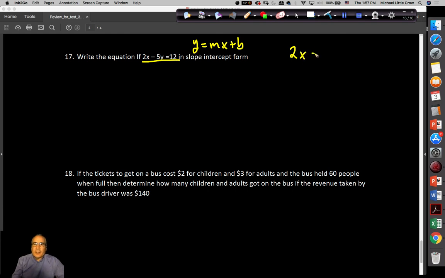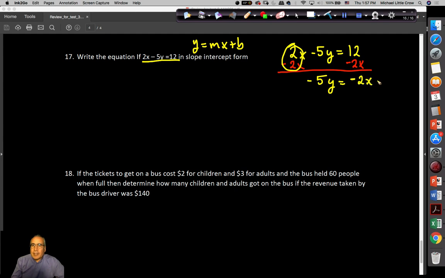So we start off with 2x minus 5y equals 12. We are going to get y by itself, so we subtract the 2x from both sides. It cancels out here, 2x minus 2x, so we have -5y. You could put the x in front. I'll do it that way this time. -2x plus 12, or if you want to write it as 12 minus 2x, that is okay too.